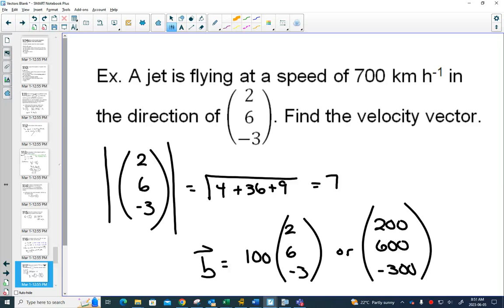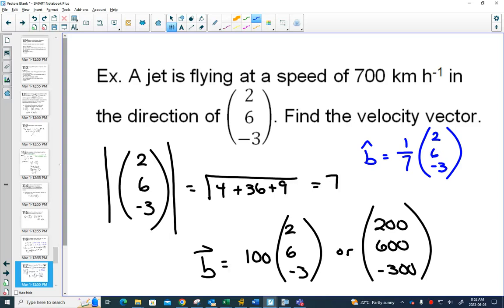So what will often happen as an in-between step is that you would find your unit vector. Does that make sense? If you found your unit vector and then took this unit vector and multiplied it by 700, because this has a length of 1, you'll still get the same answer.